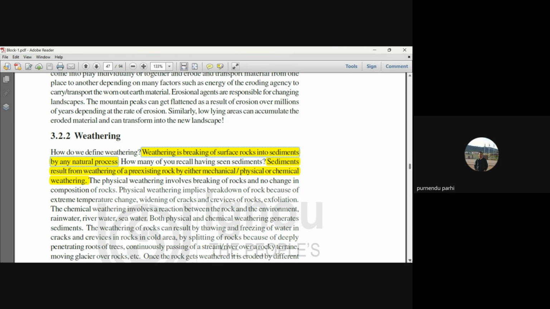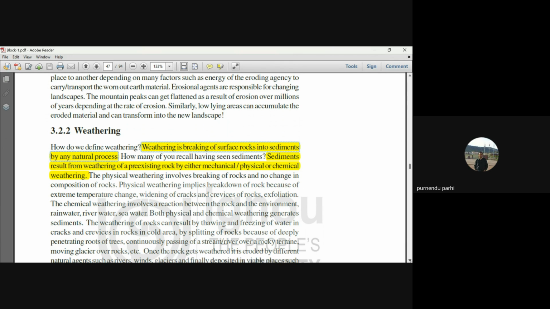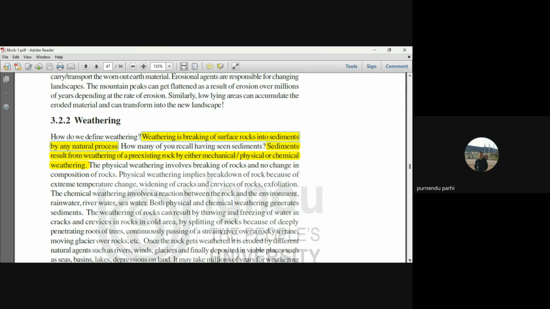Both physical and chemical weathering generate sediments. Weathering of rocks can result from thawing and freezing of water in cracks and crevices in rocks in cold areas, by splitting of the rock because of deeply penetrating roots of trees, continuously passing streams or rivers over rocky terrace, moving glaciers over rocks, etc.